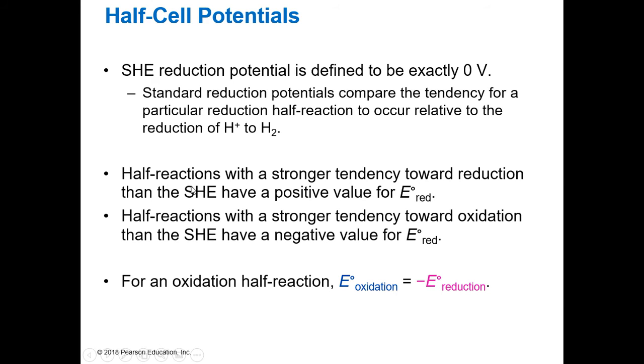Therefore, any half reaction with a stronger tendency towards reduction would have a higher positive value for its E naught of reduction than 0. So it would have a more positive E naught of reduction if it wanted to reduce. If it wanted to oxidize, it would have a more negative E naught of reduction, meaning it doesn't want to reduce. So anytime you see a positive E naught of reduction, that means it wants to reduce. If it's negative, it does not want to reduce.